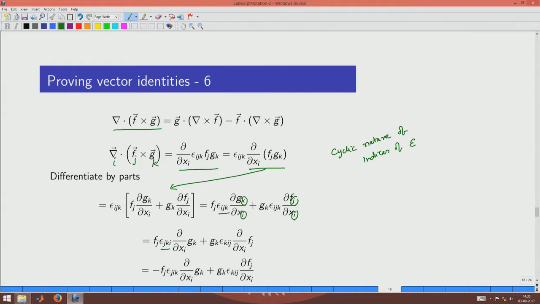So, I must have i as the second index and j as the third index. So, that is the reason why I am cycling the indices. So, epsilon ijk I have cycled as kij, and then it matches quite well. You know, the second index is i and it is matching here, the third index is j, it is matching here.